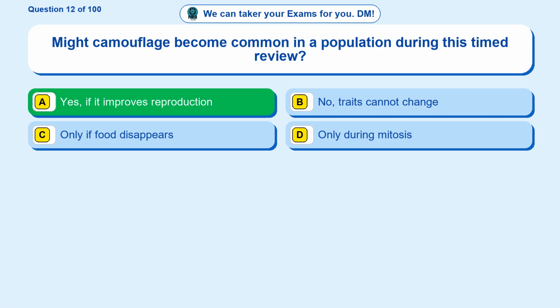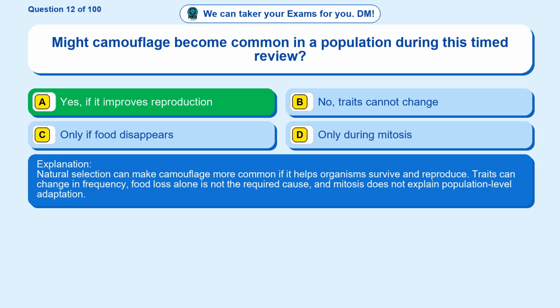The correct answer is option A. Yes, if it improves reproduction. Natural selection can make camouflage more common if it helps organisms survive and reproduce. Traits can change in frequency, food loss alone is not the required cause, and mitosis does not explain population-level adaptation.